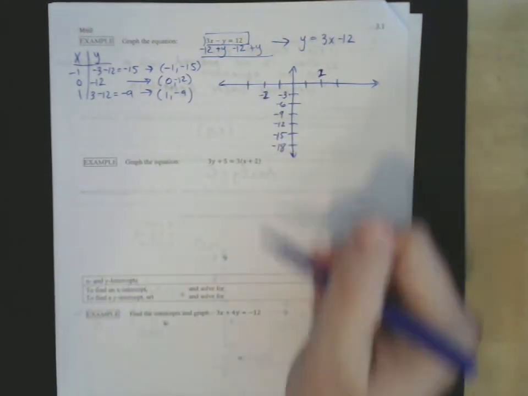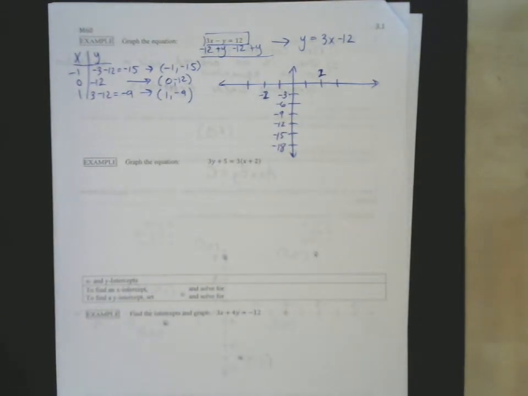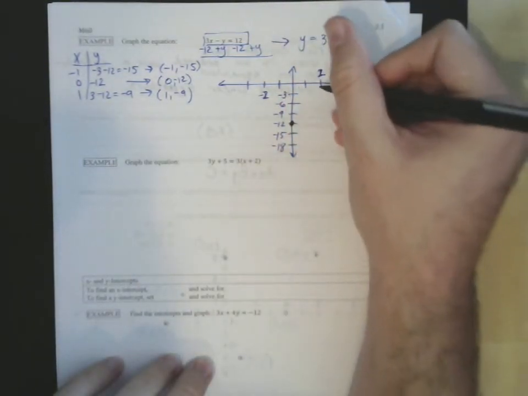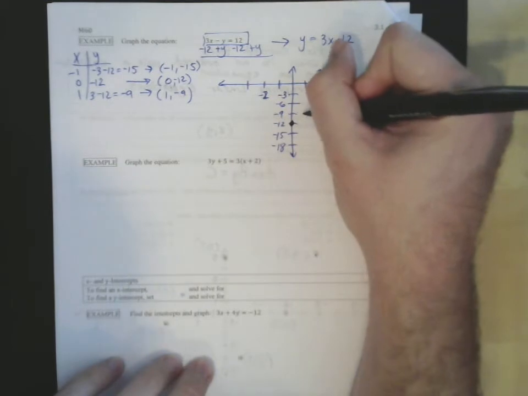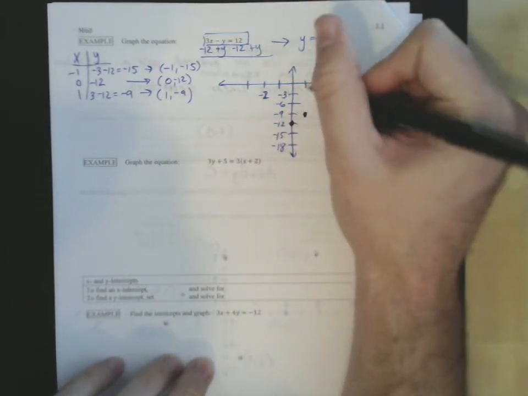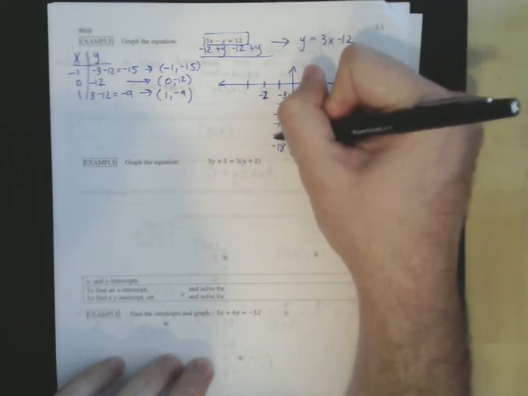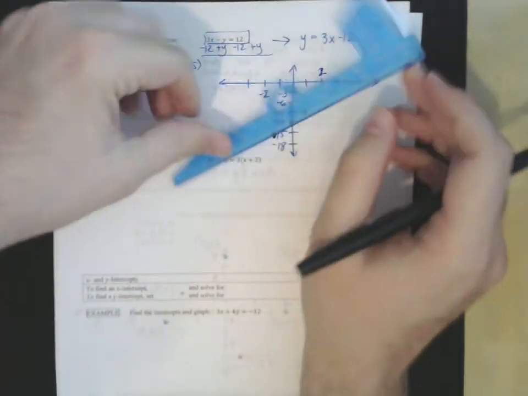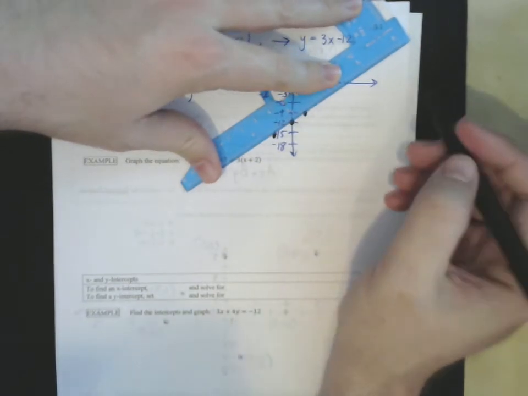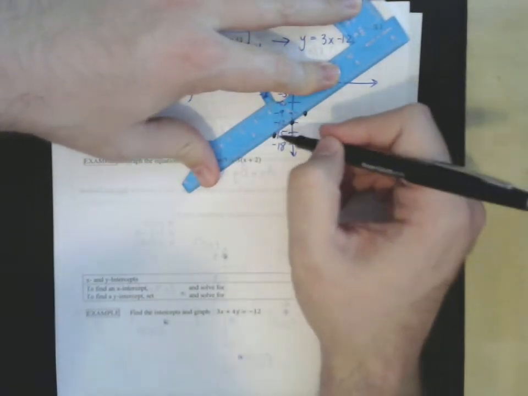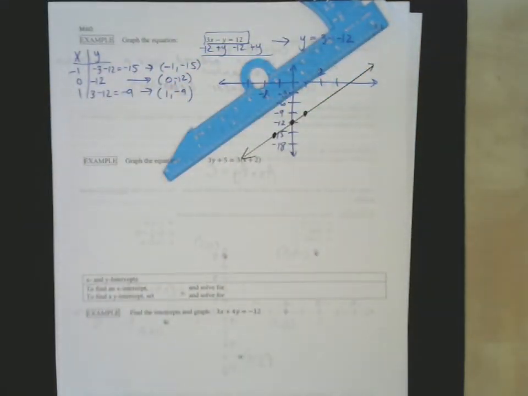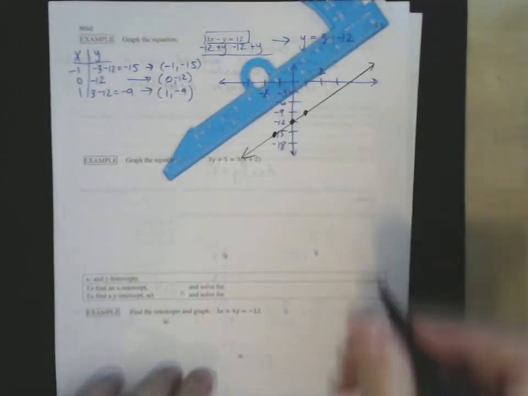Because my numbers are a little squished here, because they're big, I'm going to plot in a different color so it's easier to see. So 0, -12 is right here. 1, -9 is right here. And -1, -15 is right here. And then we just connect the dots. And we've created a nice little line here. But we're not done yet. We need to label our points.